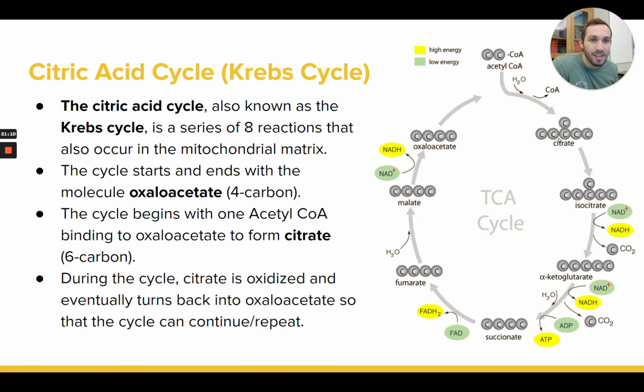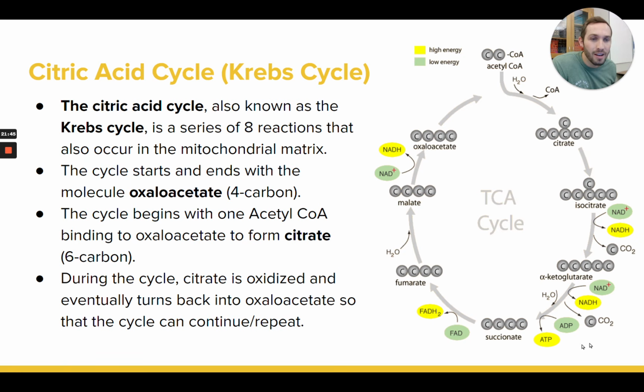Citrate is going to go back to being oxaloacetate through these reactions, which requires that citrate lose 2 carbons. If we have a 6-carbon molecule and we want to go back to oxaloacetate, a 4-carbon molecule, it has to get rid of 2 carbons. In the citric acid cycle, those 2 carbons are chopped off and released as CO2 molecules. We release 2 CO2 molecules. You can see it right here and right here, 1 of them, 2 of them. So you lose those 2 carbons right there.